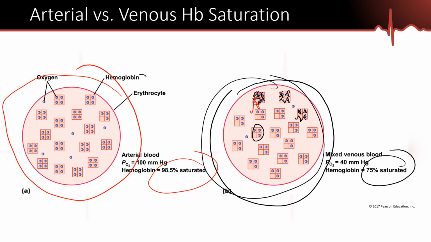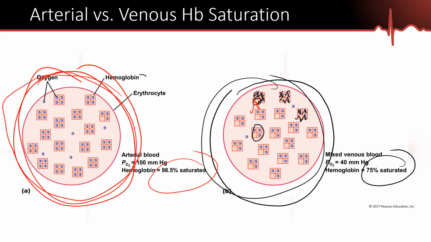Another way of saying that is the oxygen carrying capacity of the red blood cell would be maxed out, right? The red blood cell would be carrying as much oxygen as it possibly can if all of the hemoglobin inside of it was 100% saturated with oxygen.